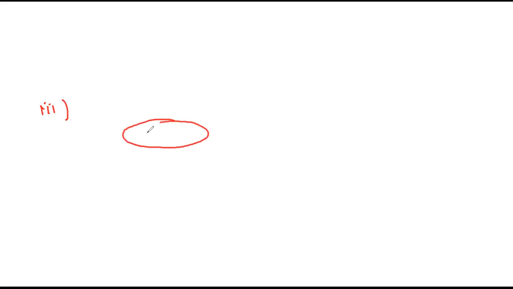This is the plane of the conductor, so the area vector will be either upward or downward. This is the direction of E, making an angle of 30 degrees with the plane. Now what will be the flux here?